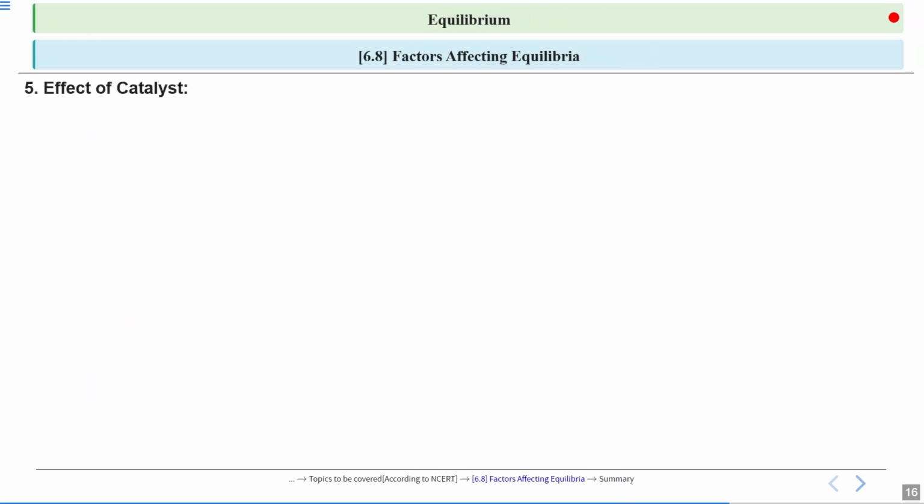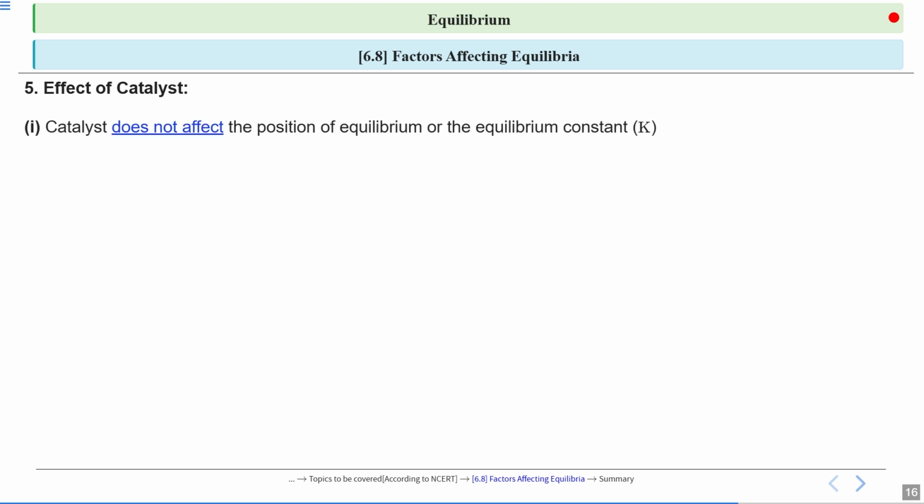Now next we will move on to the effect of catalyst. Let's see this condition. Catalyst does not affect the position of equilibrium. So this is the first and the most important point. What is the meaning of this? The meaning is that your equilibrium state is not changed, means the equilibrium concentration is not changed. In all the previous situations, you were changing the equilibrium concentration, right? In the case of temperature, you change the equilibrium concentration plus your equilibrium constant. But in the addition of catalyst, you will not change the equilibrium concentration, and you will not change the equilibrium constant.